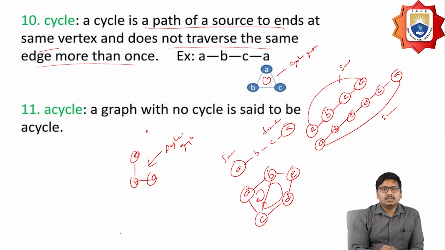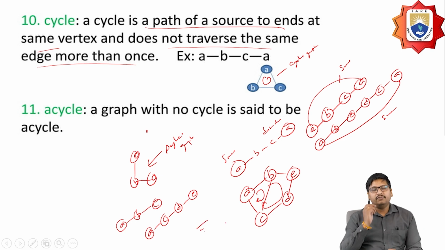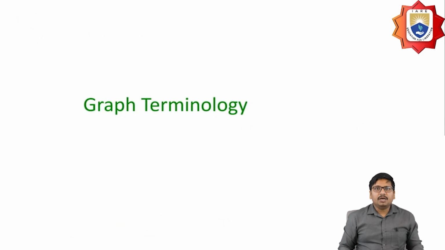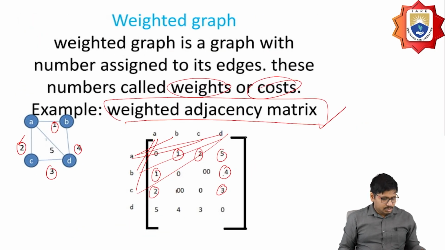Similarly, what is the path from A to E? I can move from A to B, B to E. Similarly, I can go from A to C, C to D, and D to E. Like this, I can go through different types of paths in the cycle. So that should be about the graph basics here.